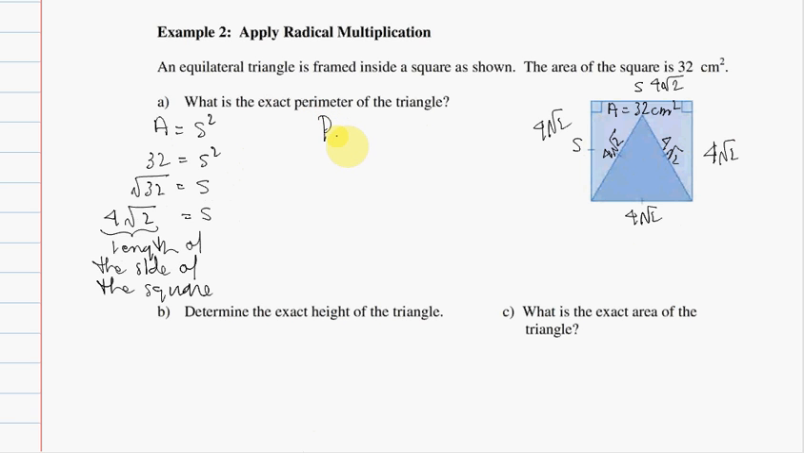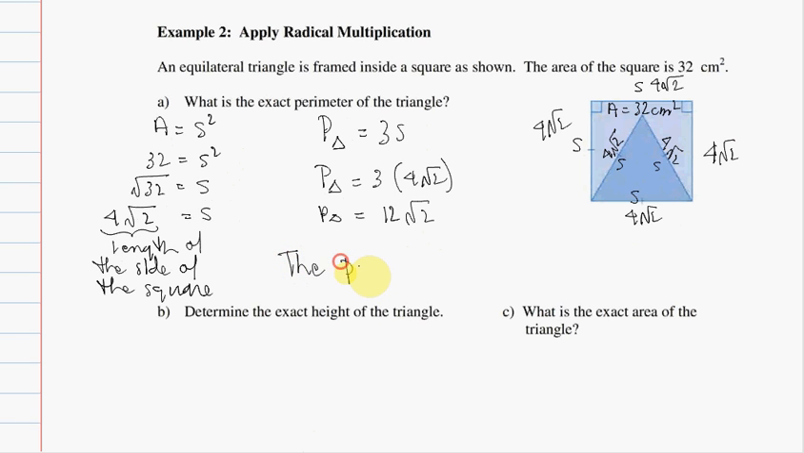So the perimeter for our equilateral triangle is 3S, okay, because each side is the same length as the side of the square, which we're calling S. And so we're going to put in that the perimeter of our equilateral triangle is 3 times our side length, which is 4 root 2. And so we get 12 root 2. Okay, so the perimeter of the triangle is 12 root 2 centimeters.